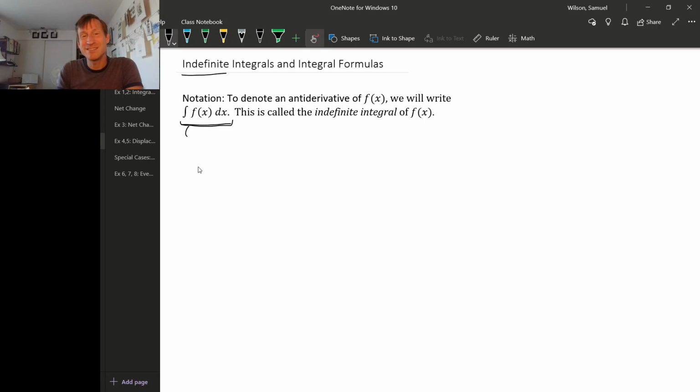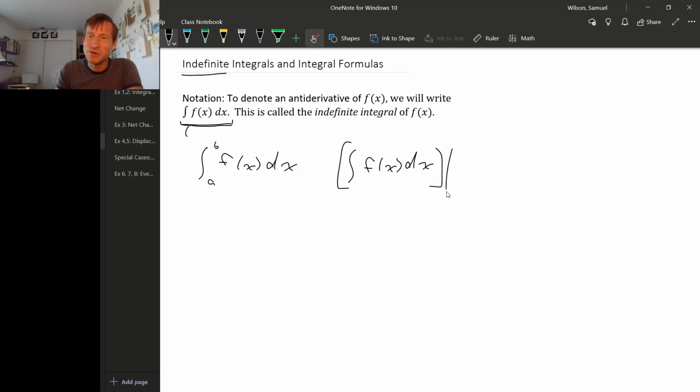This notation is especially nice because a definite integral looks like this, where you have bounds, and an indefinite integral looks like this, without bounds. But if you have an indefinite integral, that's an antiderivative, and if you evaluate at a and b and subtract, you actually get the same thing as the definite integral. This is essentially the content of the second part of the fundamental theorem of calculus. So our notation is really helping us here because these two things look the same, and indeed they are the same. That's a sign of good notation when things that look true are true.